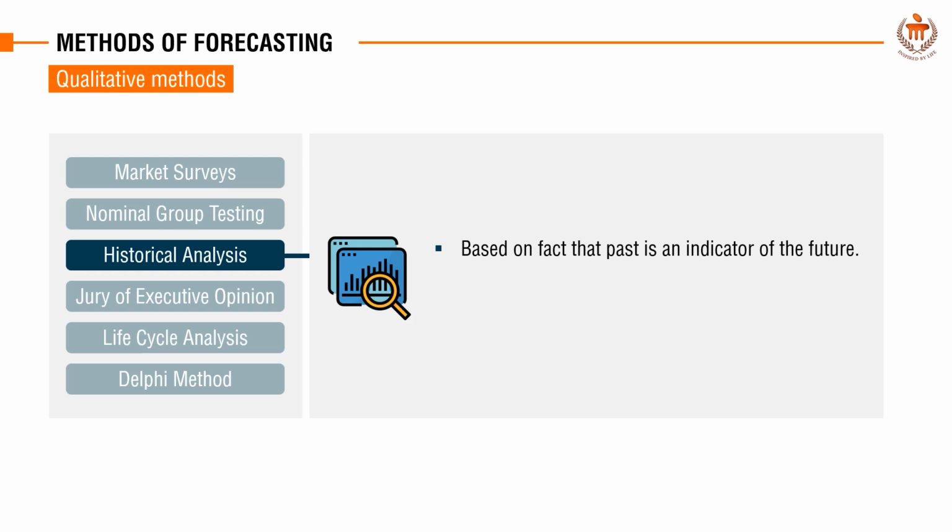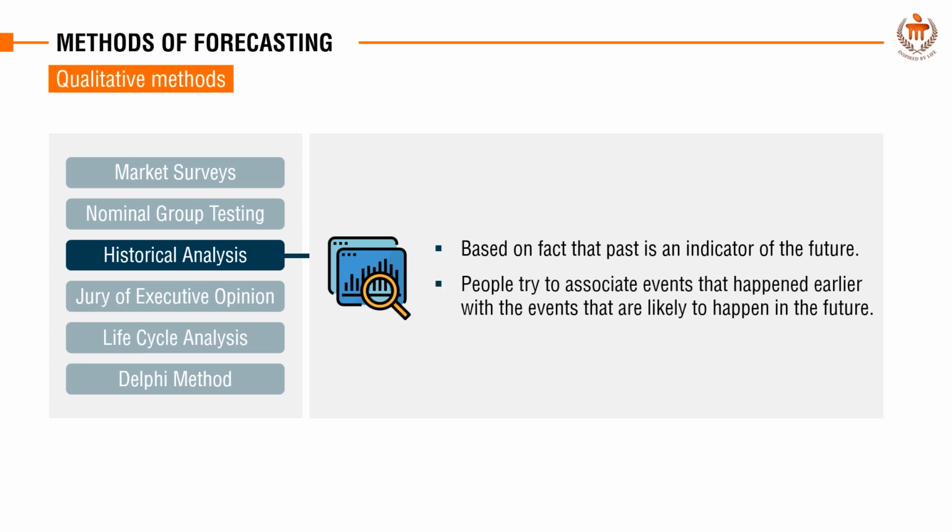Historical analysis is a quantitative method of forecasting based on the premise that past events and patterns can serve as indicators of future outcomes. This approach involves analyzing historical data to identify trends, cycles, or patterns that can be associated with future events. By examining past sales, market behavior, or customer preferences, businesses can make predictions about future demand. For instance, a retail company might analyze its previous year's holiday sales data to forecast demand for the upcoming season.